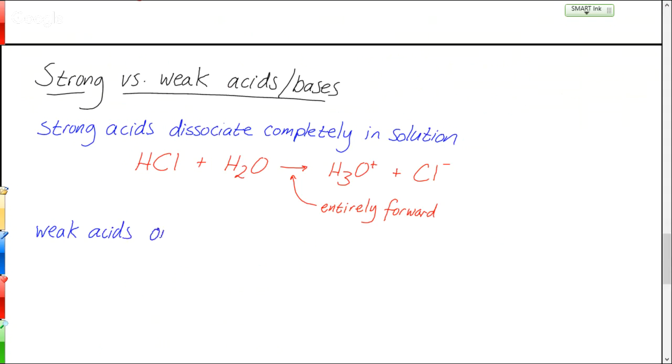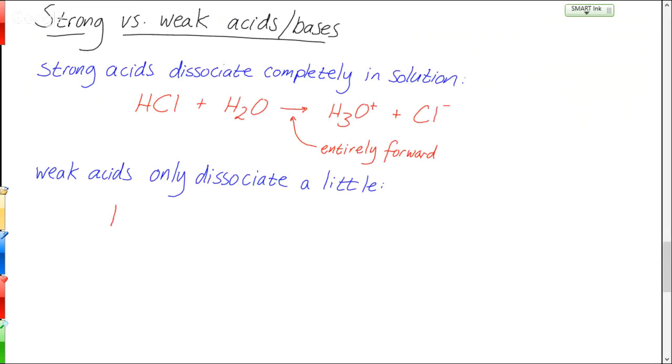Weak acids only dissociate a little. So HF is an example of a weak acid, hydrofluoric acid. When you put that in water, most of what you have is just HF dissolved in water. It doesn't break apart much. It doesn't form much hydronium. One way we can draw that is by having a really little forward arrow and a much bigger backwards arrow.